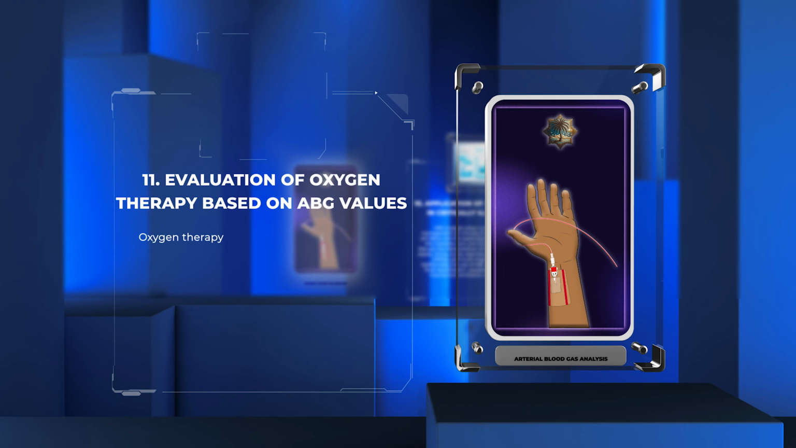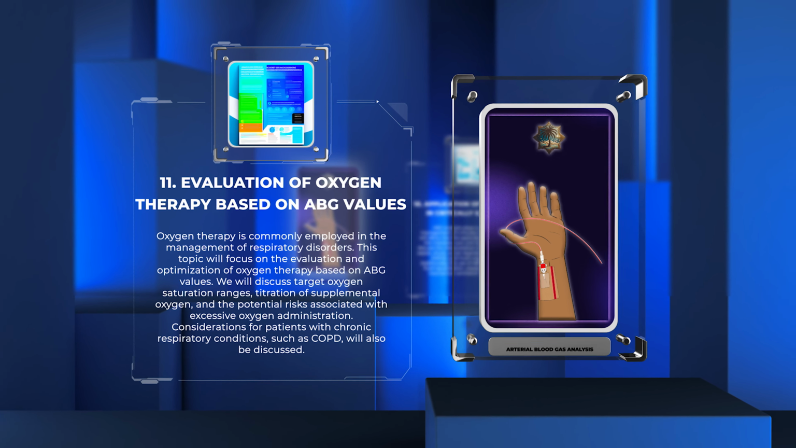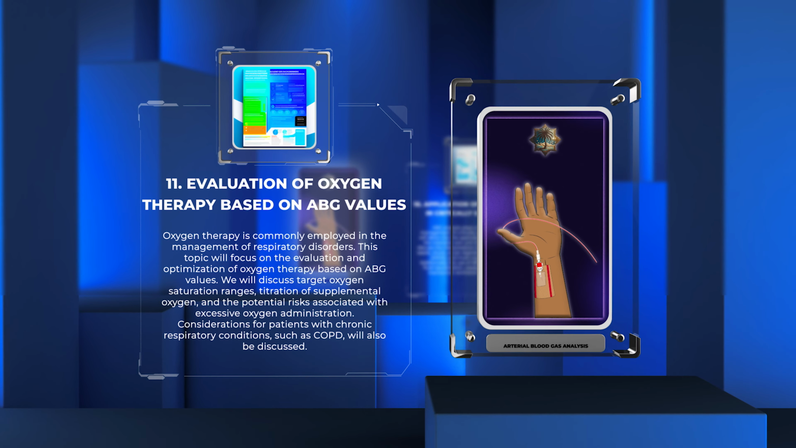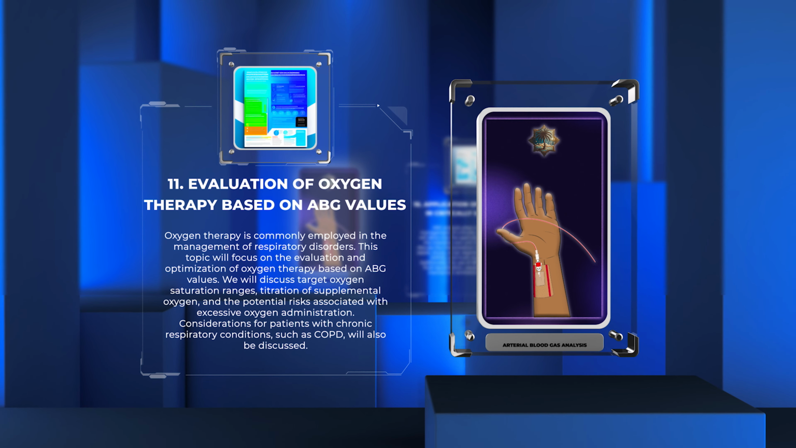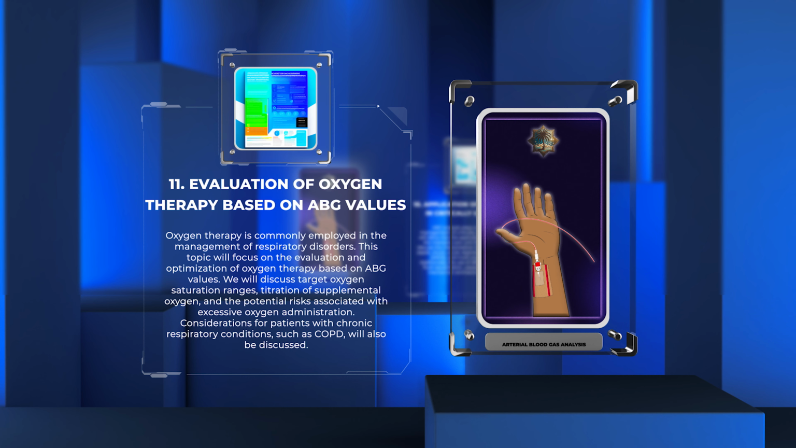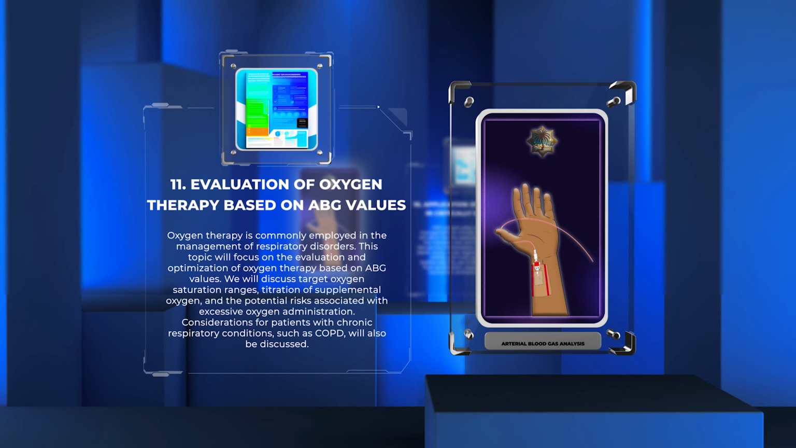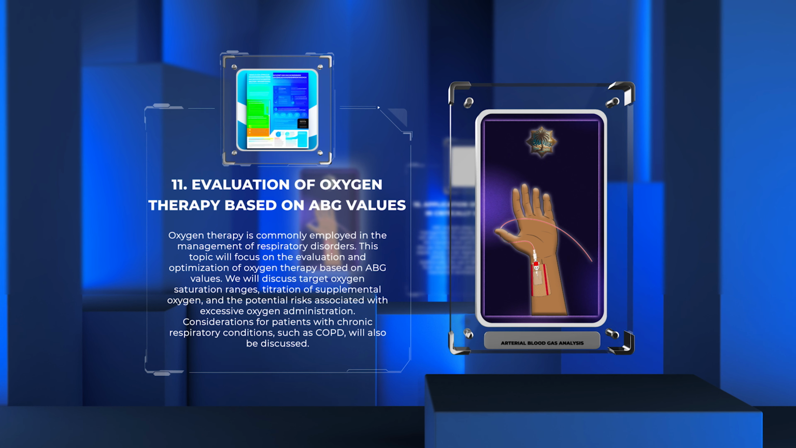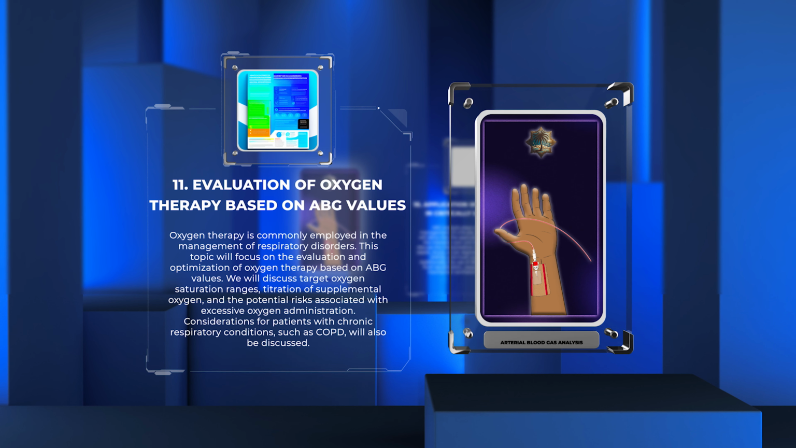Oxygen therapy is commonly employed in the management of respiratory disorders. This topic will focus on the evaluation and optimization of oxygen therapy based on ABG values. We will discuss target oxygen saturation ranges, titration of supplemental oxygen, and the potential risks associated with excessive oxygen administration. Considerations for patients with chronic respiratory conditions, such as COPD, will also be discussed.